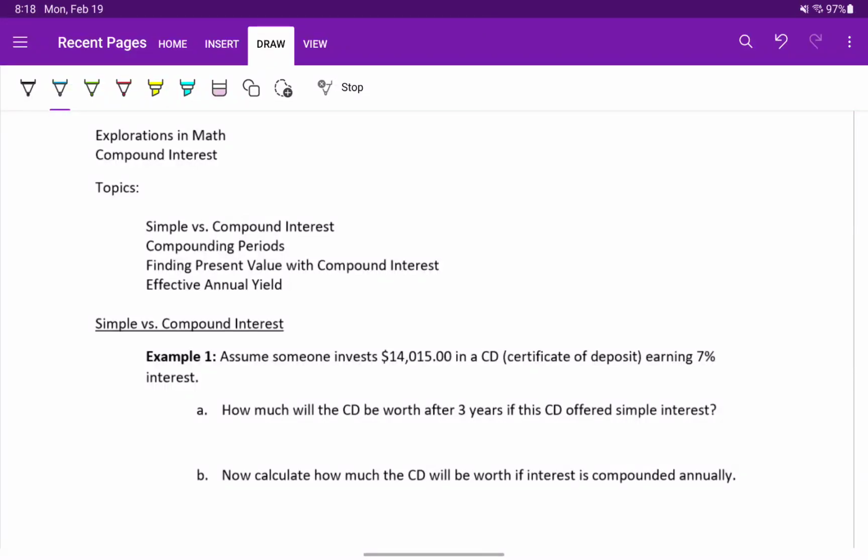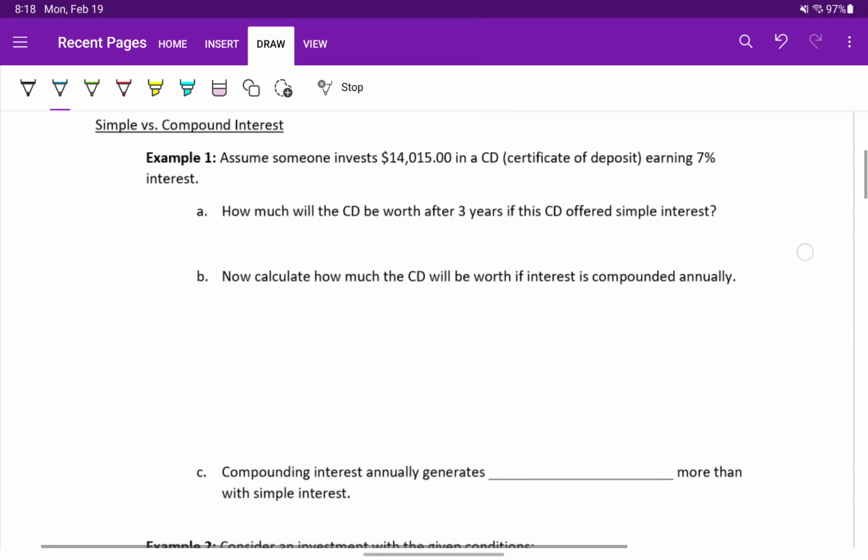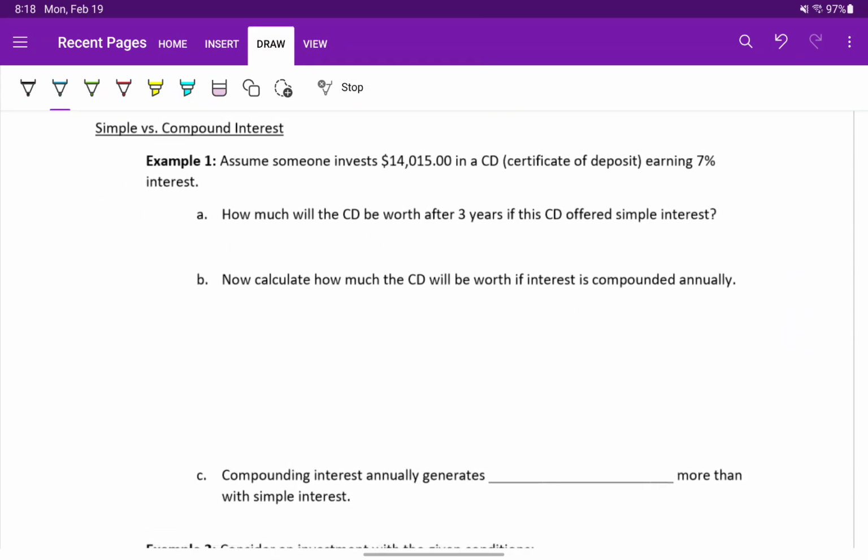In this section, we want to talk about compound interest, and first we'll look at how that both relates to and differs from simple interest. In example 1, assume that someone invests $14,015 in a CD, earning 7% interest.